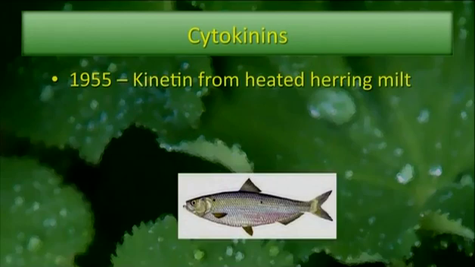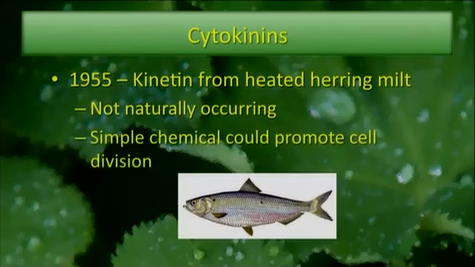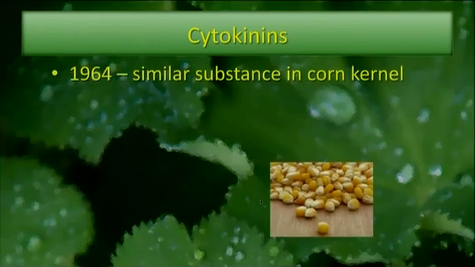And in 1955, this substance called kinetin was extracted from heated herring milt. That is not a misspelling. Milt is actually sperm, or fish sperm, okay? So kinetin was extracted from heated herring milt, and this does not occur naturally, okay? But it actually showed that some simple chemical could promote cell division, okay? And finally, in 1964, they isolated a similar substance in corn kernels, okay? And they called it cytokinins, okay?